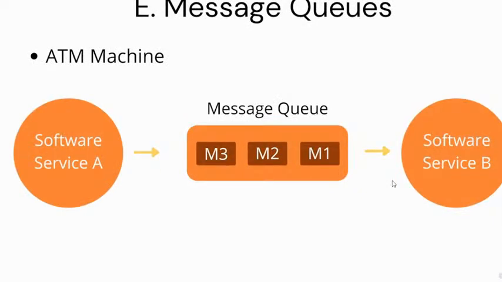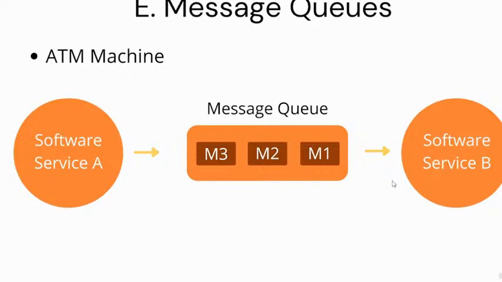In this case, software service A needs to send a message to software service B. Software service B is currently busy and can't process new messages. Now, software service A adds this message to the queue. Here, a message queue acts as a buffer and stores the message until software service B is able to process those messages. This message queue solves two problems.